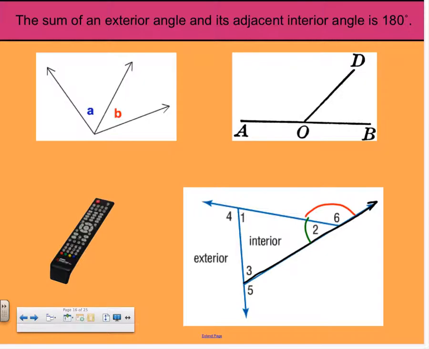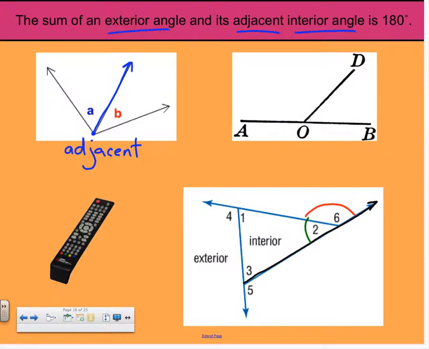Okay, well, there's a lot of things we have to know in order to understand this. We have to understand exterior angles, we have to understand interior angles, and we need to understand the term adjacent. So an adjacent angle is simply two angles that are next to each other. Here, angle A and B are adjacent angles because they share a side and they share a vertex, but they do not overlap each other. So angle A and B in this example are adjacent angles.